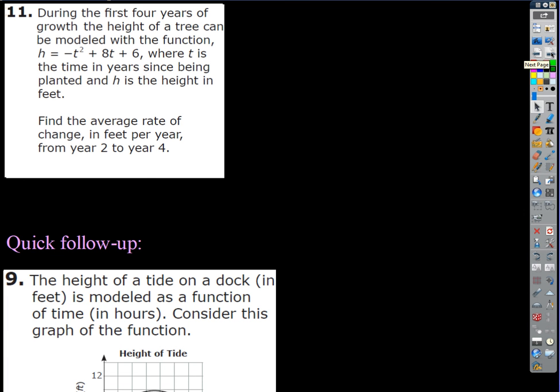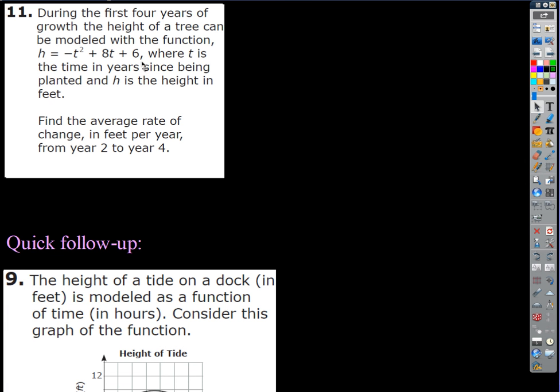This is average rate of change stuff. So during the first 4 years of growth, the height of a tree can be modeled by this function. Height equals negative t squared plus 8t plus 6, where t is the time in years since being planted and h is the height. They want to find the average rate of change in feet per year from year 2 to year 4. Average rate of change, we dealt with that earlier, right, at the beginning of the year.